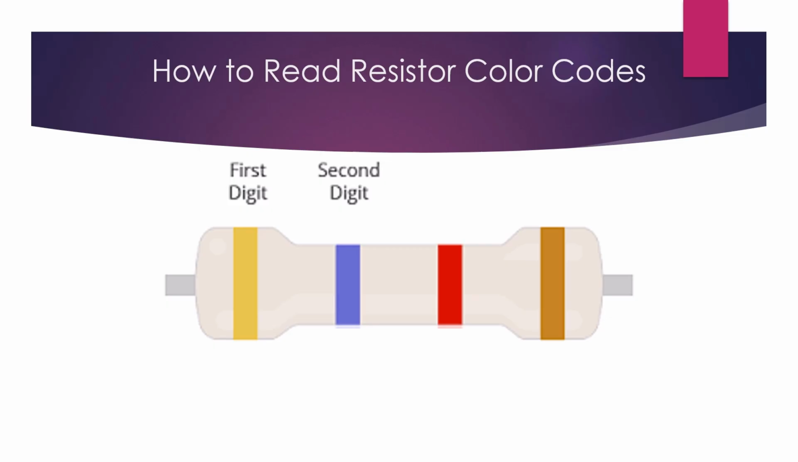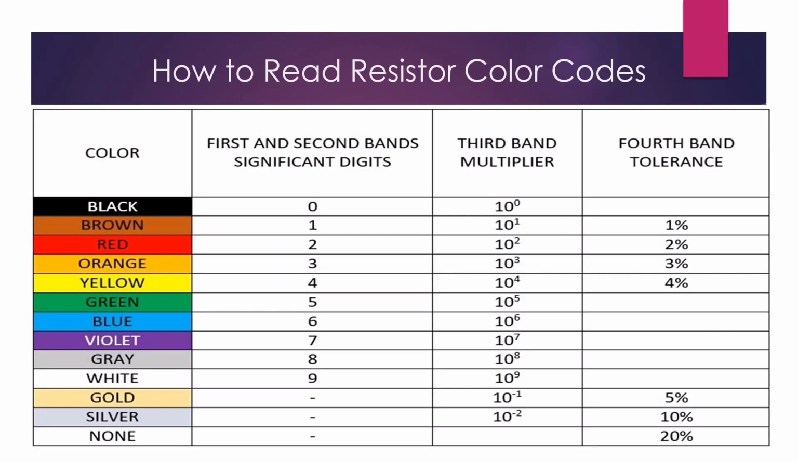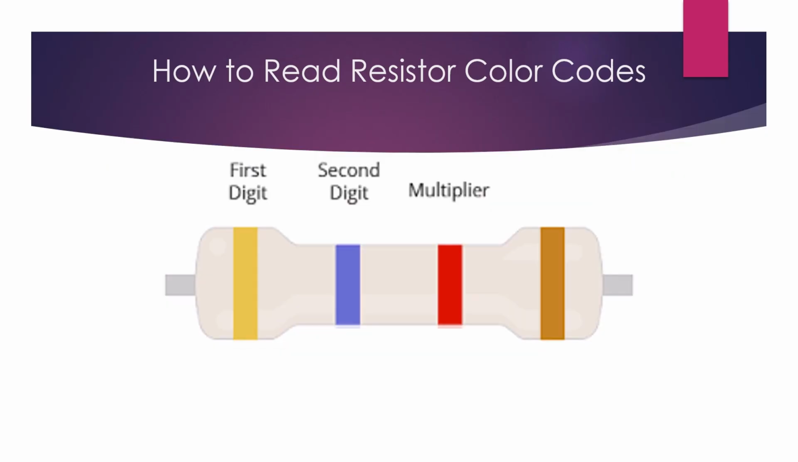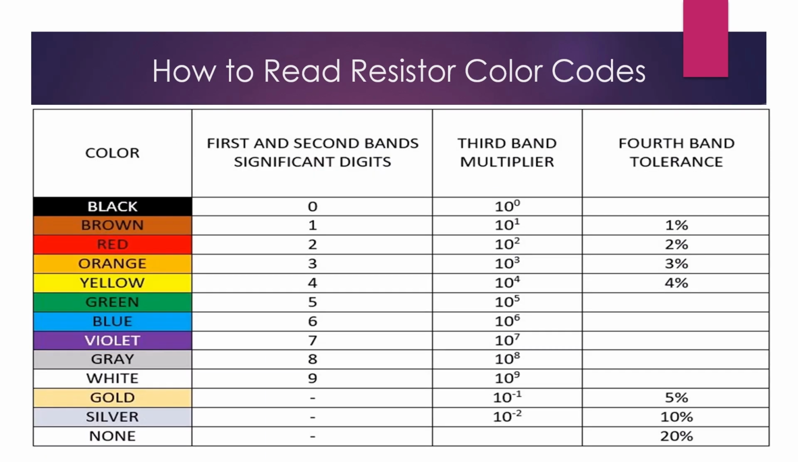Third band: this band indicates the multiplier or the number of zeros to be added to the significant digits. Each color corresponds to a specific power of 10. Fourth band: this band represents the tolerance, which indicates the maximum allowable deviation from the stated resistance value. It is typically expressed as a percentage.